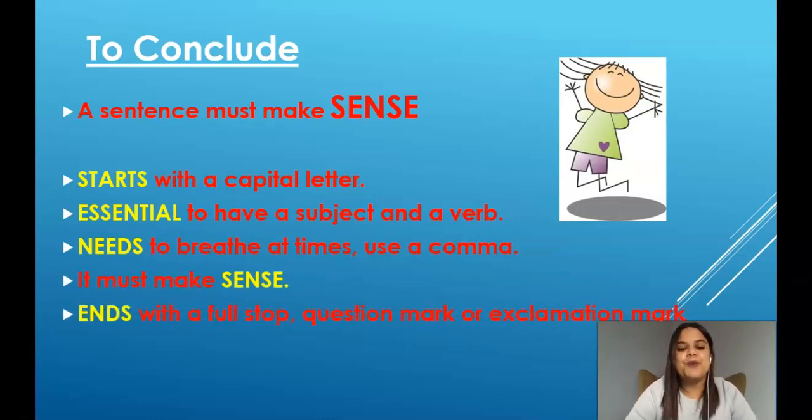Ends with a full stop, question mark, or an exclamation mark. That is the way you can remember writing up a sentence, so that for next time when you think about how am I going to write the sentence, or how am I going to start the sentence, I can think of the word sense. I'm going to leave this on here for a moment just so that you can get an idea of how you can structure your sentences for next time.